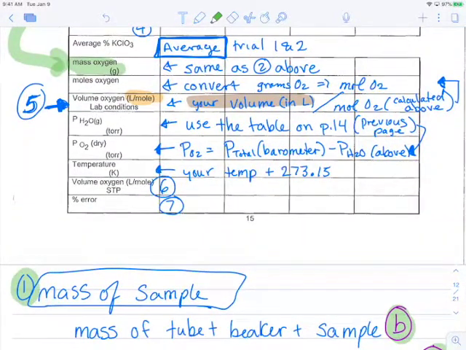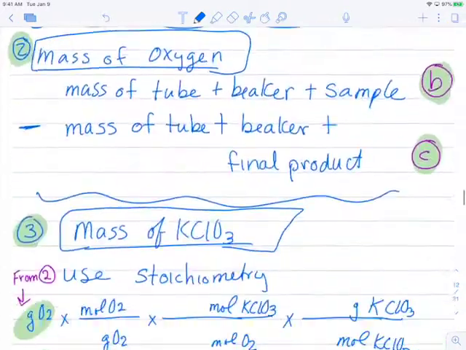So here I've labeled number 6. That was your calculated value of V, and number 7 is your percent error. Even though it gives you all these boxes, you will only have one, or no, I take that back. You'll have 2 percent errors, one for trial 1 and one for trial 2, because you're going to do those separately. All right.